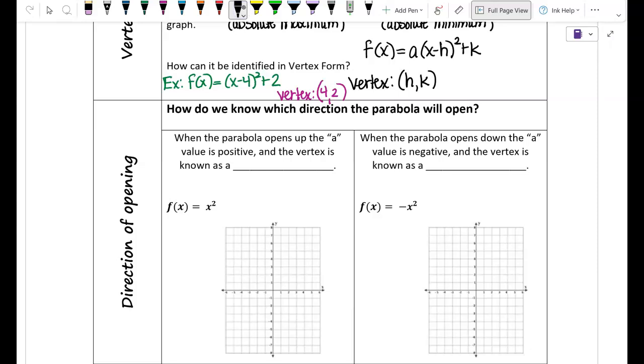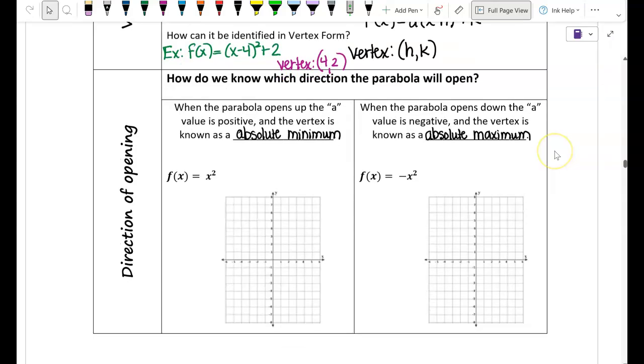So again, when the parabola opens up, the a value is positive and the vertex is known as an absolute minimum. When the parabola opens down, the a value is negative and the vertex is known as an absolute maximum. And again, it's that a value out in front that is giving me this information.